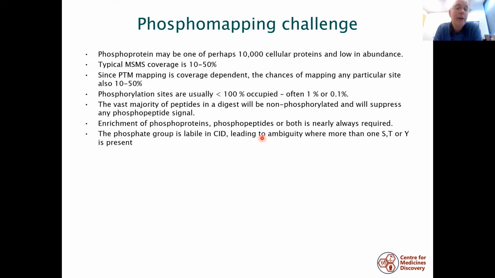Another complication is that the phosphate group is labile in collision-induced dissociation. So this can lead to ambiguity. We know there is a phosphopeptide, but we can't tell which serine, threonine, or tyrosine it is associated with, because there's more than one in the peptide. So this is ambiguity.